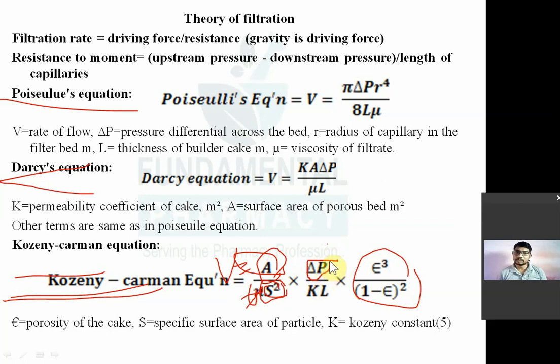ओके. नाउ दिस कोज़निक-एर्मन इक्वेशन एक्सप्लेन्स यू व्हाट आर द डिफरेंट पॉसिबल फैक्टर्स दैट अफेक्ट द रेट ऑफ फिल्ट्रेशन. मैंने बोला है ना कि जैसे एक टर्म एक्सप्लेन करता हूँ डेल्टा पी. ठीक है. डेल्टा पी मीन्स प्रेशर डिफरेंशियल. So pressure differential across the bed of your filtration medium.